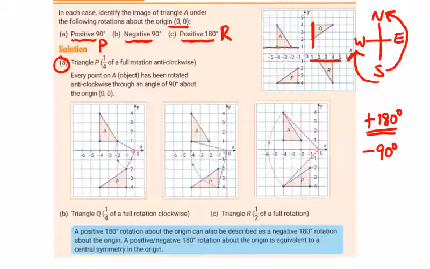Is that how to describe it in this question? That negative 90, Q, is a quarter of a full rotation clockwise. And half a full rotation, which we did up here, a positive 180 rotation about the origin, can also be described as a negative 180, which we just mentioned a minute ago.